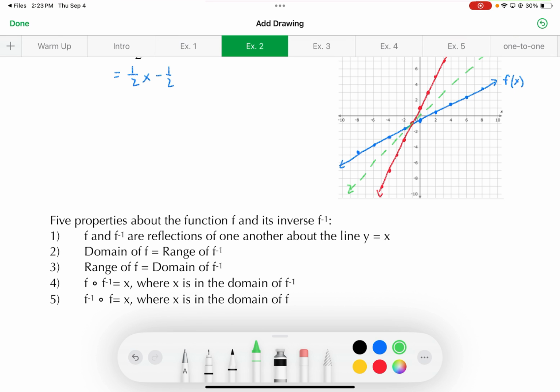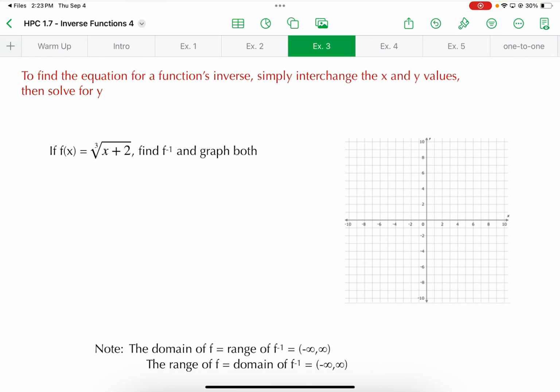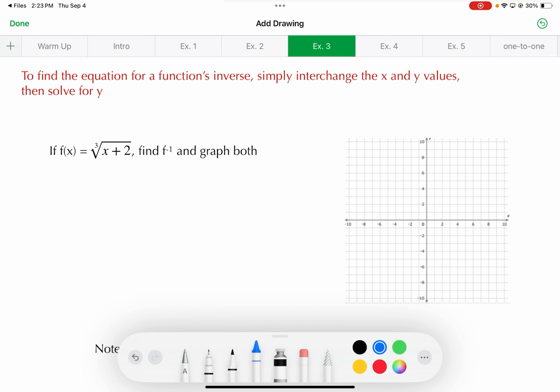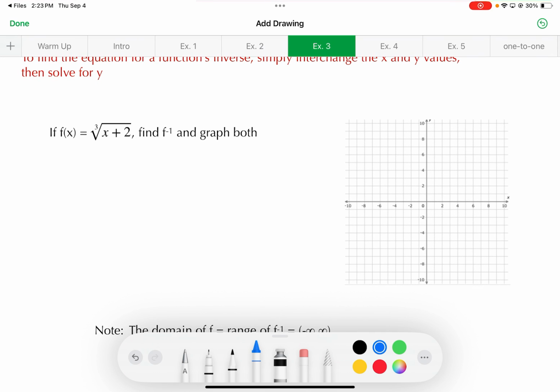Always equal x. Okay. All right, now we go to example 3, and here we're asked to graph the function, find its inverse, and graph that as well. Okay. So let's just graph f of x first here. It's a cube root function. Domain for this is all real numbers. You can take the cube root of any value, right?